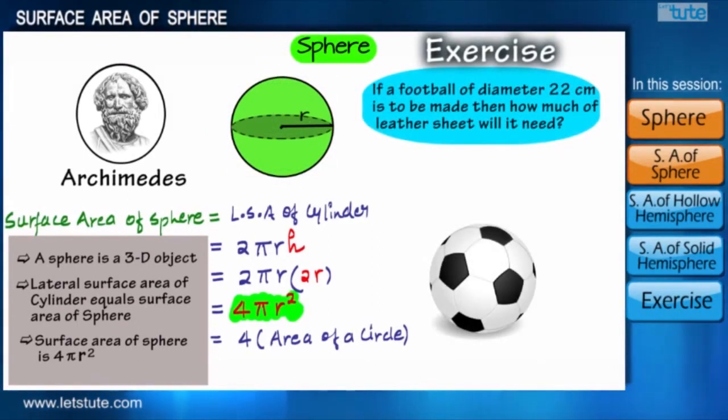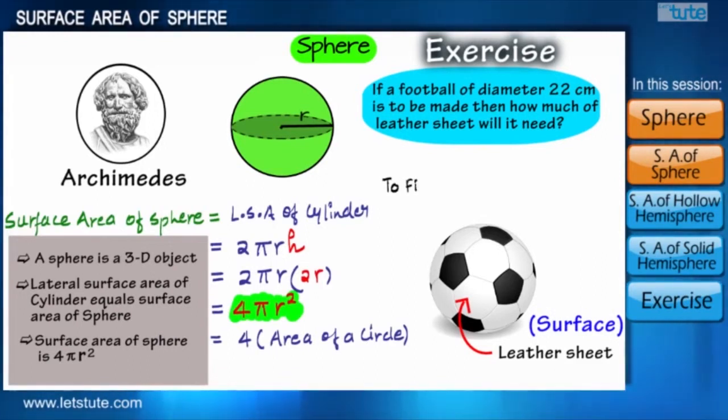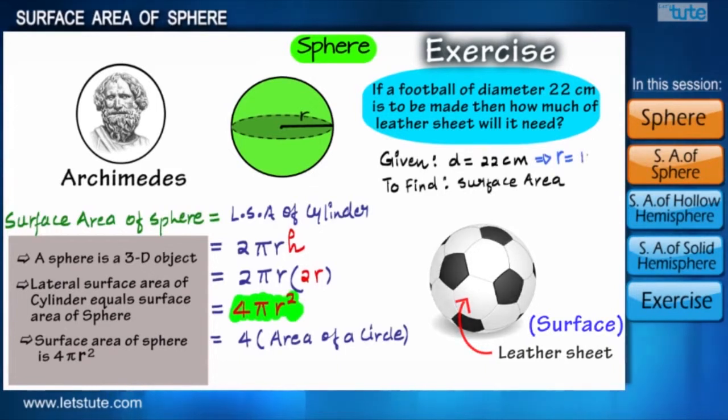If we have to make a football with a diameter of 22 cm, then how much leather sheet will it need? Friends, we all have seen a football, and the question is asking about the leather sheet, which is actually representing the surface of the sphere. So for finding out the requirement of leather sheet, we will find out the surface area of this football. And for that, we need only one parameter, that is the radius. And here we have to make the football of diameter 22 centimeter. That means radius is 11 centimeter.